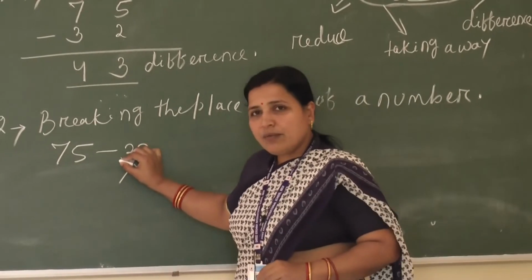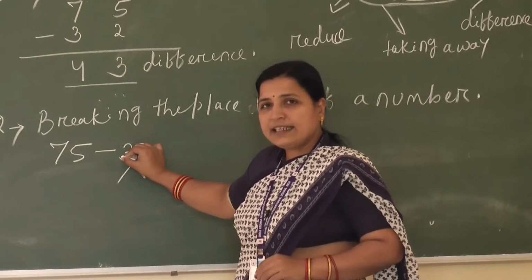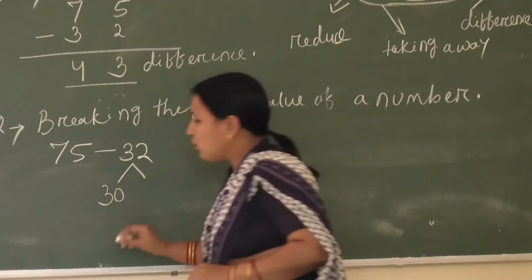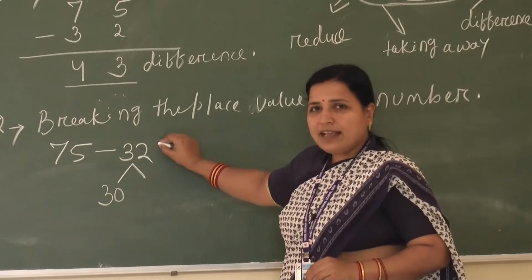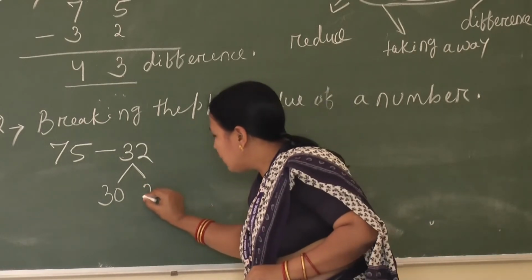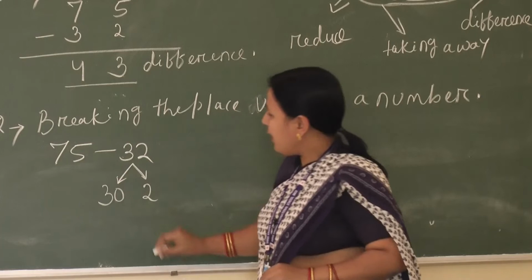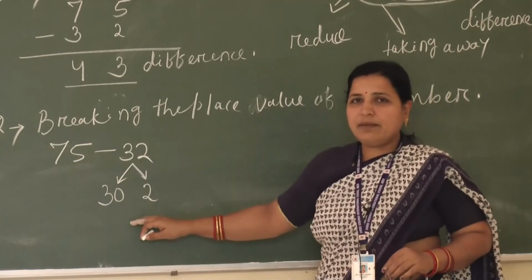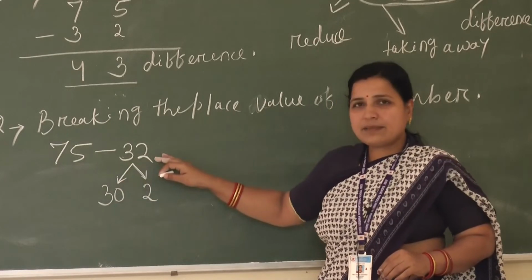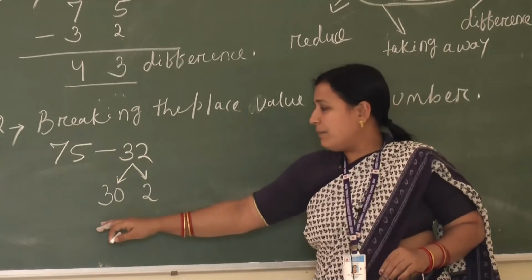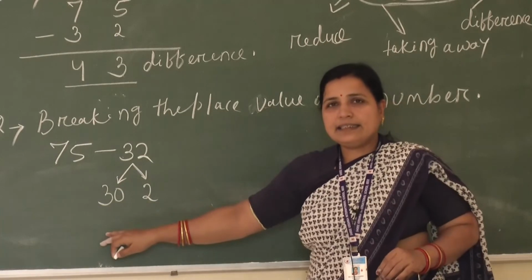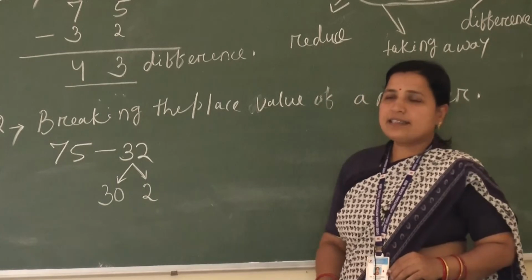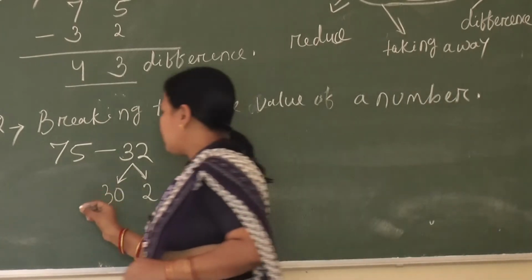What is the place value of 3? 3 stands in the tens place. So 3 tens means 30. 2 stands in the ones place. So the place value of 2 is 2 ones. So now 32 is broken. Broken means, according to the place value, 32 is divided into 2 numbers. One is 30, another is 2.